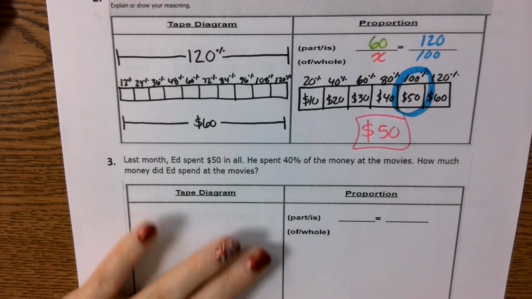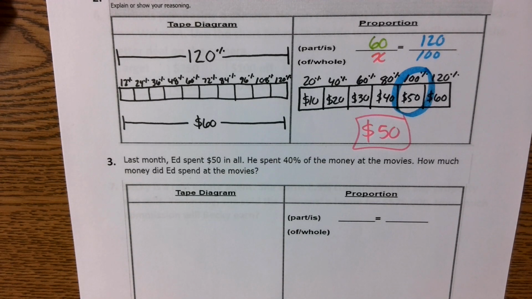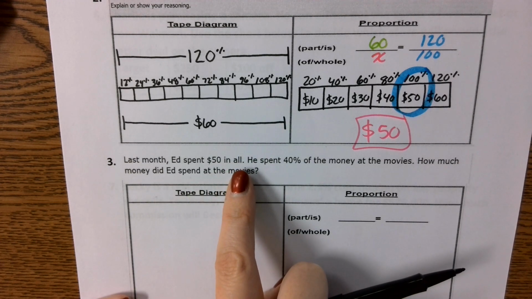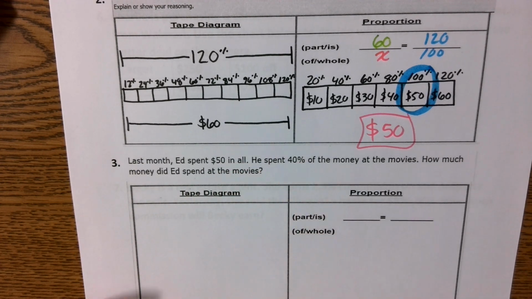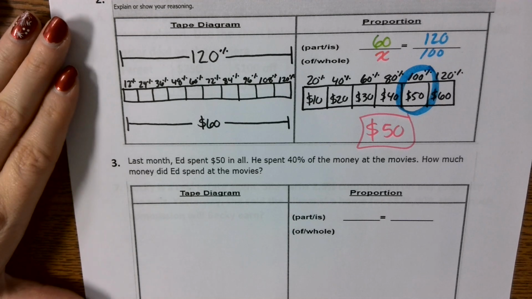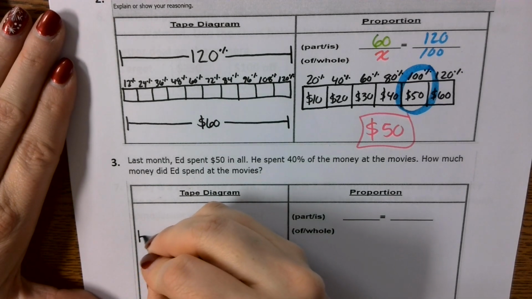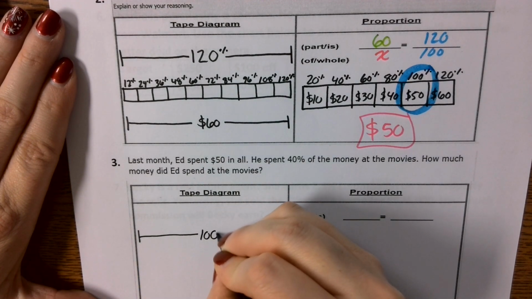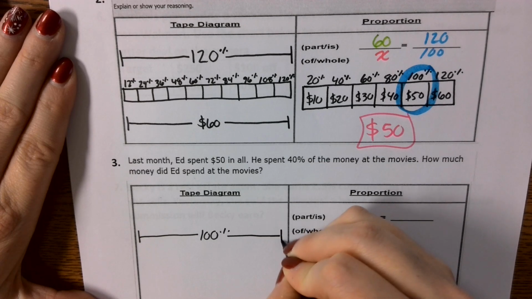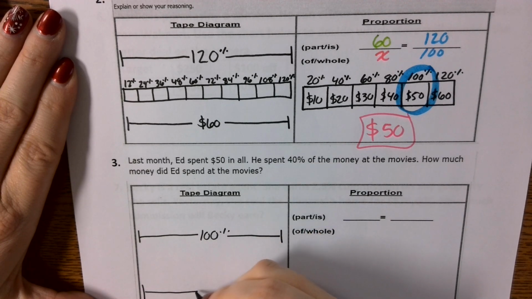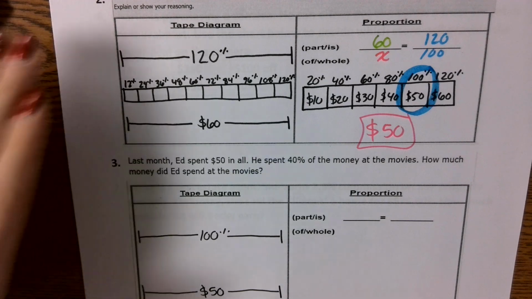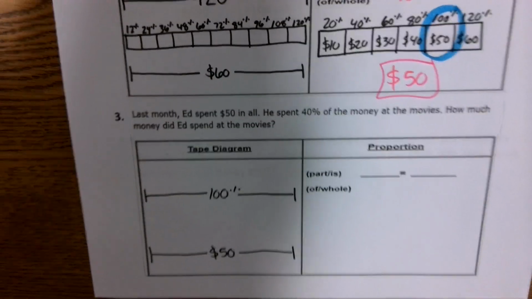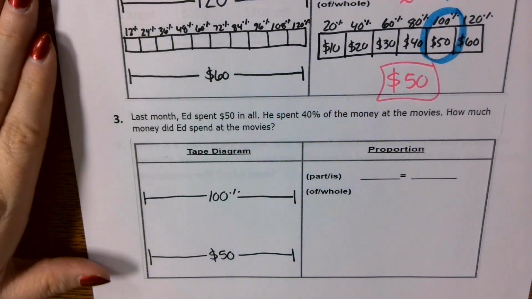Okay, let's take a look at problem 3. Ed spent a total of $50 in all. 40% of that money went to the movies, so we want to know how much money he spent at the movies. So we need a tape diagram that's going to represent 100%, and a tape diagram that's going to represent the $50 that he spent in all. How many boxes can I create then? You can create 10. What's another one that we could create?